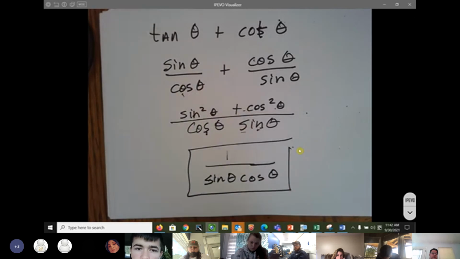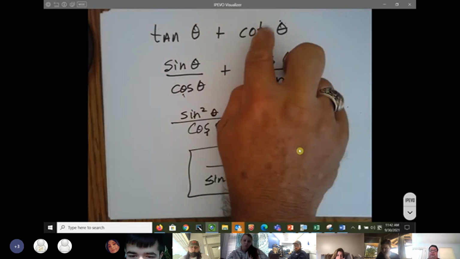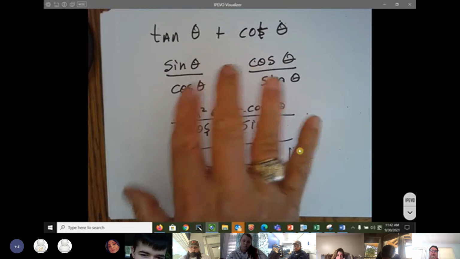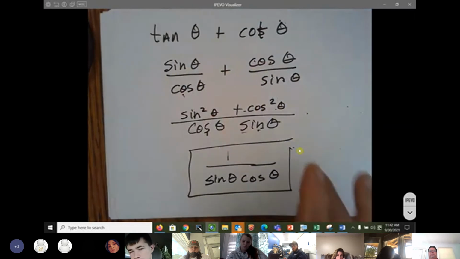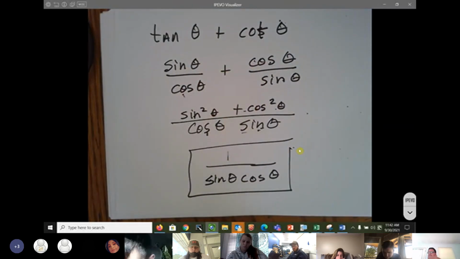That right there is a test question. Any question that takes tangent and cotangent and you've got to turn something into sine or cosine, that's going to be a test question. Why? Because that's what you're going to see in Calc 1 and Calc 2.